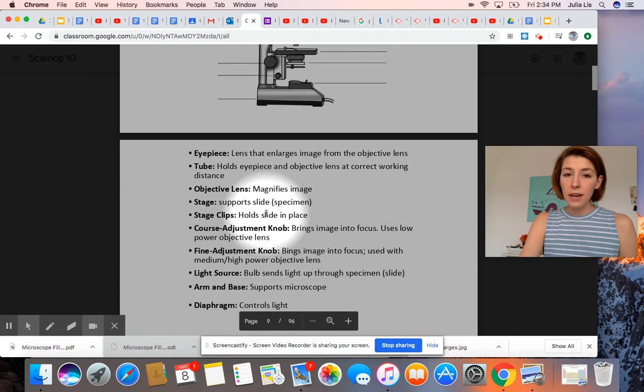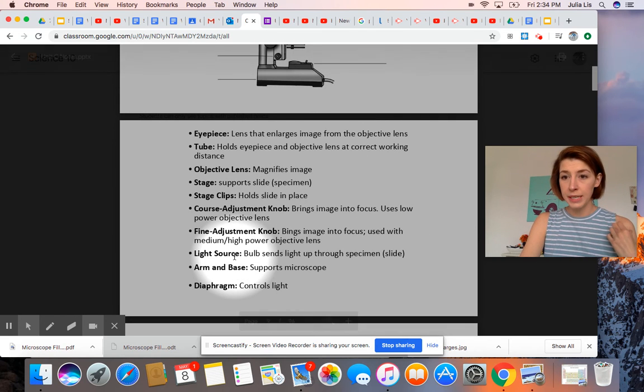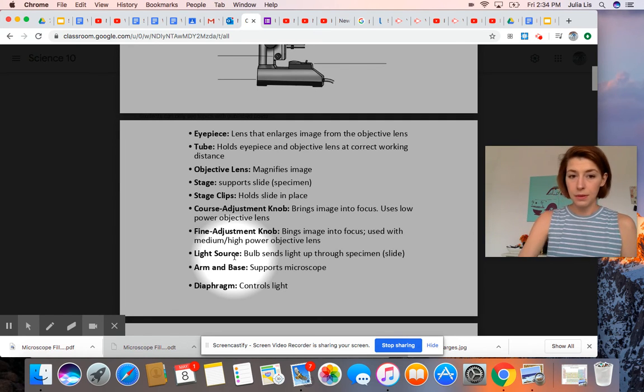So I would like you guys to make sure you review the terms here. You do need to know the names of all the structures. You should be able to label the microscope, and then you should be able to define what the structures are all doing. Okay?